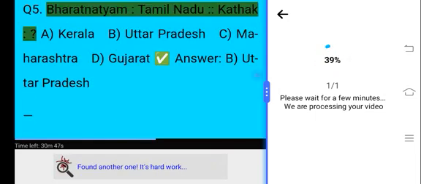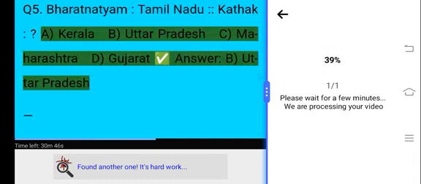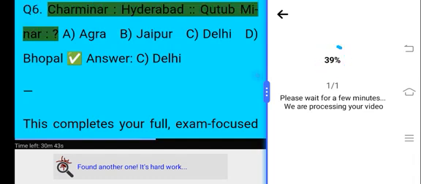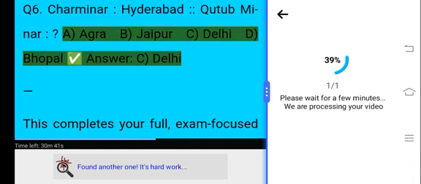Q5. Bharatanatyam, Tamil Nadu, Kathak. A. Kerala B. Uttar Pradesh C. Maharashtra D. Gujarat. Checkmark answer: B. Uttar Pradesh. Q6. Charminar, Hyderabad, Qutub Minar. A. Agra B. Jaipur C. Delhi D. Bhopal. Checkmark answer: C. Delhi.